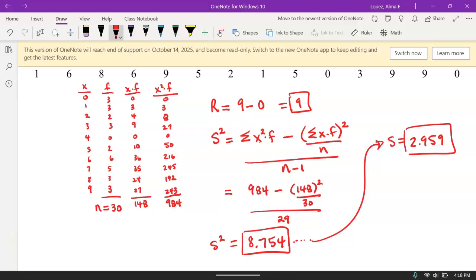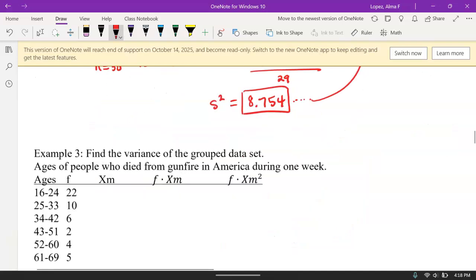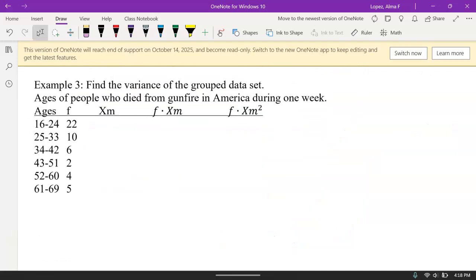Let's go ahead and finish up example number 3, where we look at grouped data. Finding the measures of variation for grouped data. And again, I think I'm going to pause the video and build these columns. We are going to find first the midpoint column and then multiply each frequency times the midpoint. We need that column. And then the F times the midpoint squared column. I'll see you in a minute.